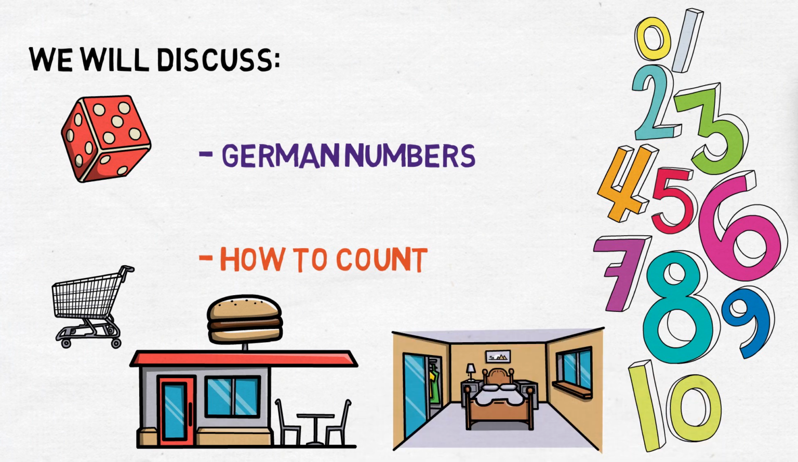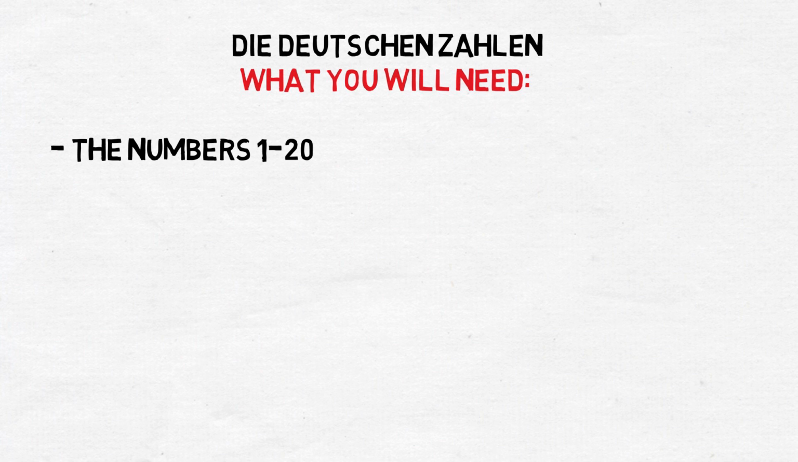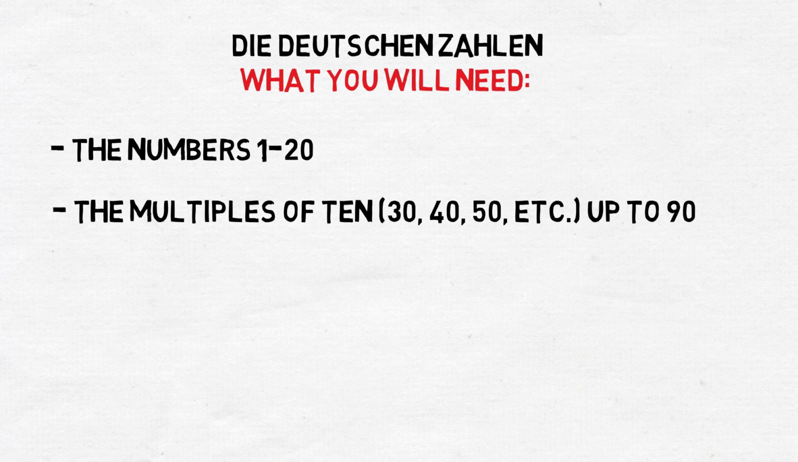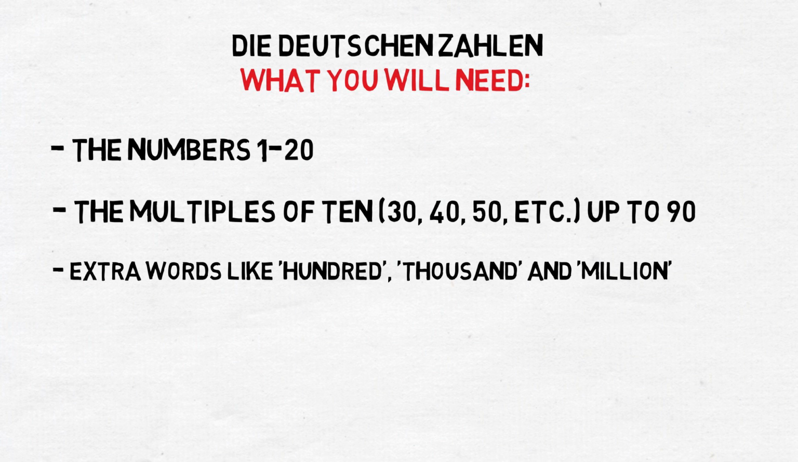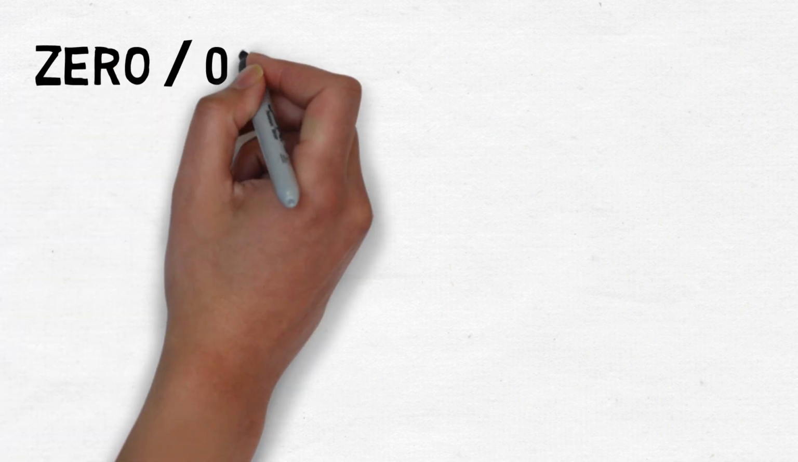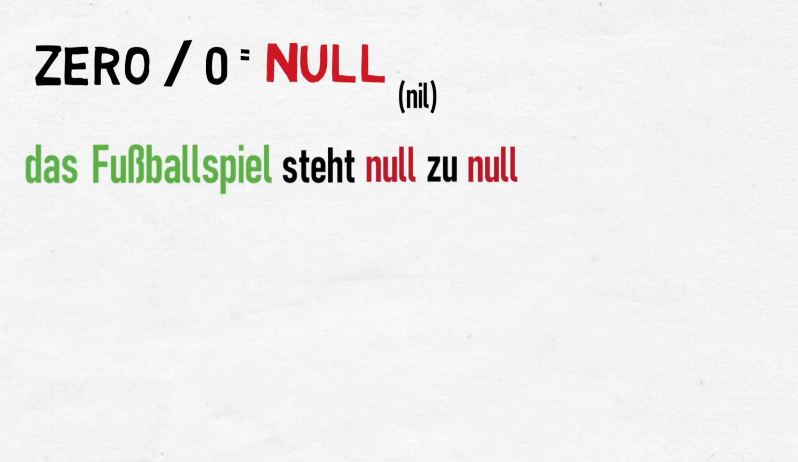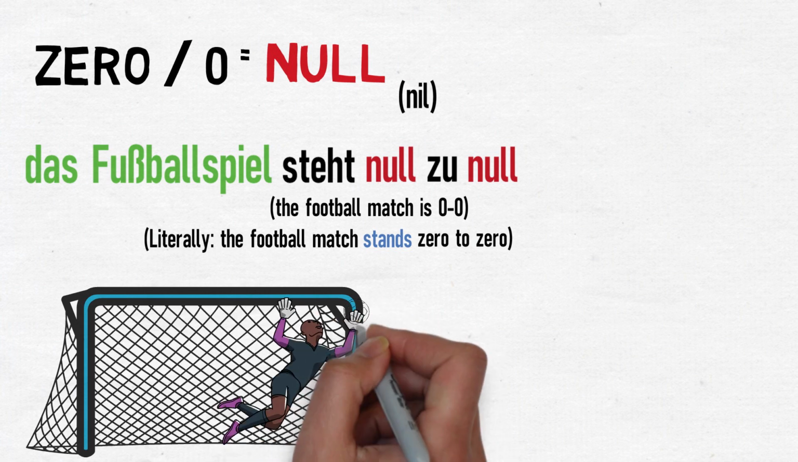new language. The numbers in German aren't too dissimilar to English, and once you learn the numbers 1 to 20, as well as the multiples of 10, such as 30, 40, 50, etc., all the way up to 90, you'll be able to count to 99 in no time. Learn just a few more words like 100, 1,000 and million, and you'll be able to count as high as you ever need to. So, let's get started. First of all, the number 0 in German is null, like the English word nil. For example, das Fußballspiel steht 0:0. The football match is 0-0, which literally translates to the football match stands 0-0.